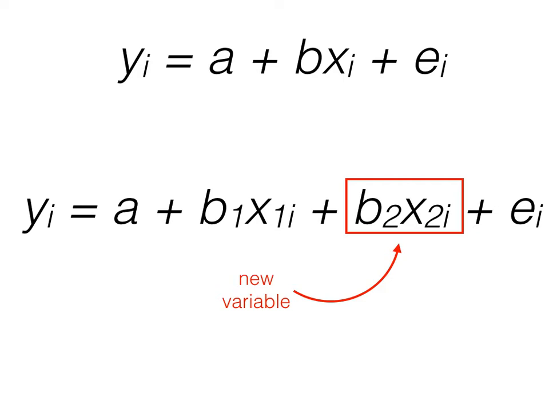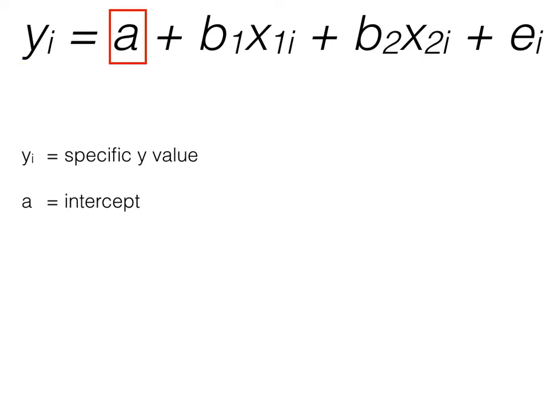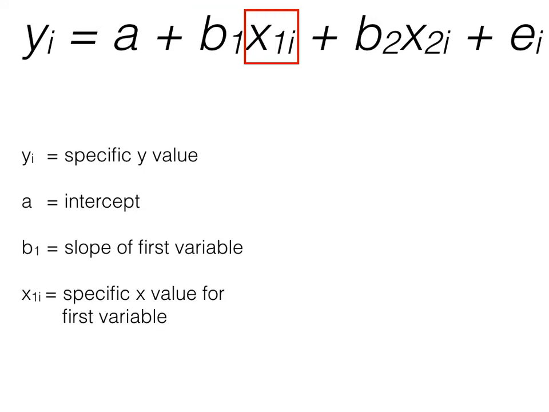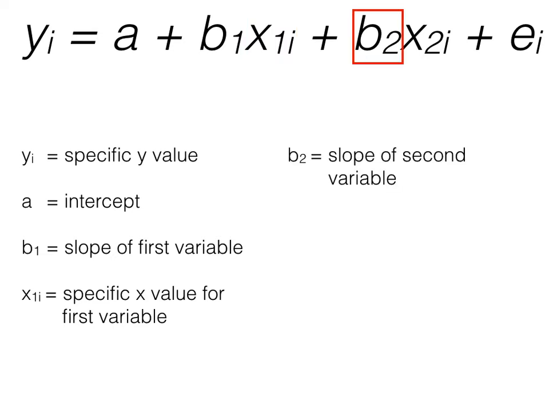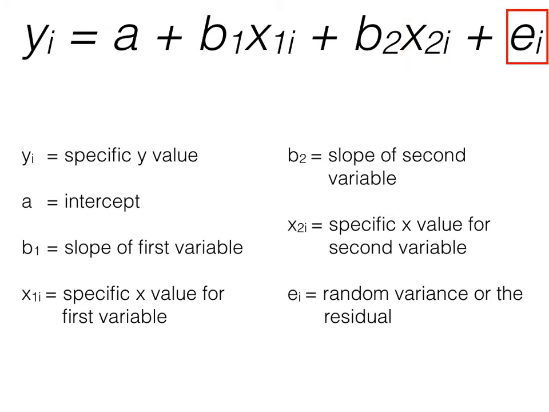Okay, let's break down this equation a little more. Our yi is a specific y value. Our a is still the intercept. Our b1 is the slope of our first variable. Our x1i is the specific x value for our first variable. Our b2 is the slope of our second variable. Our x2i is the specific x value for our second variable. And as before, our ei is the random variance or the residual. Okay, this should be for the most part pretty similar to our linear regression equation with only one variable.